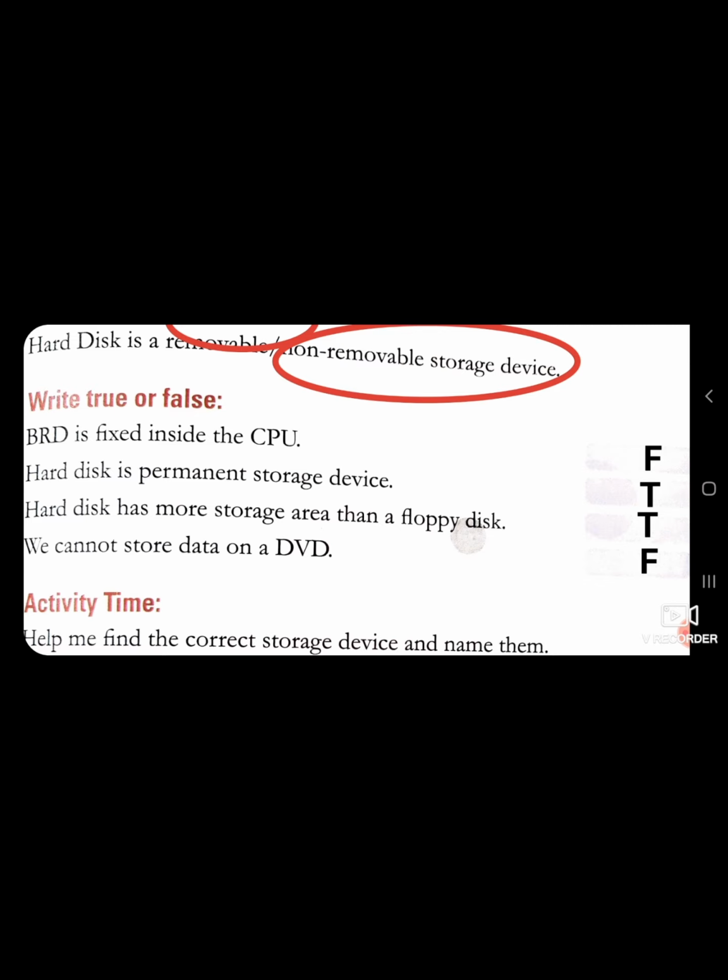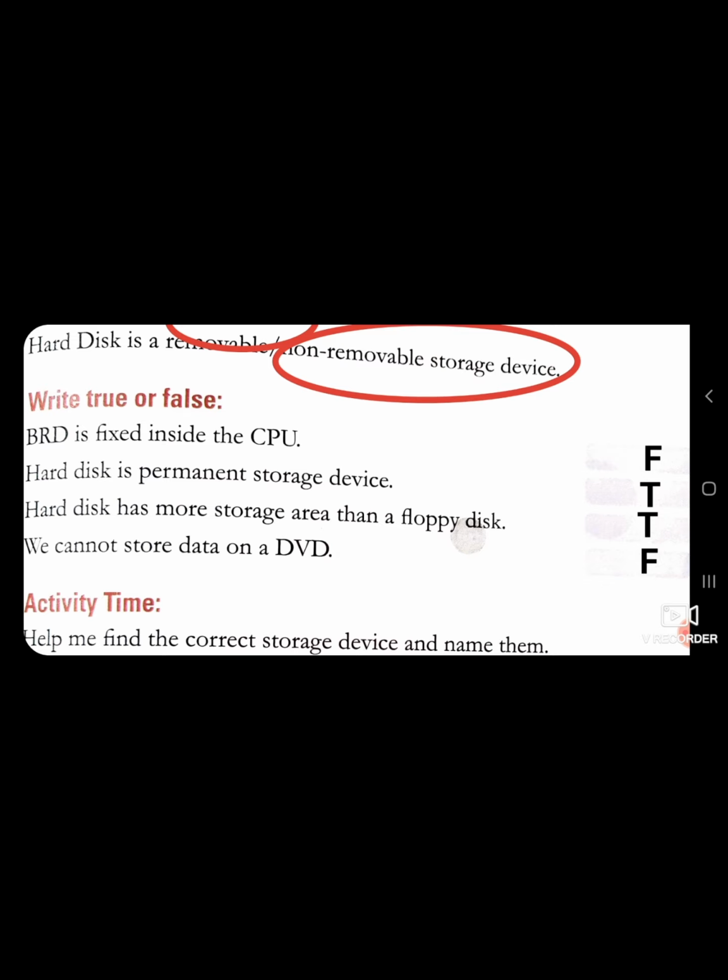Number 1, BRD is fixed inside the CPU. Is it true students? What is fixed inside the CPU? It is hard disk. Hard disk is fixed inside the CPU. So write down false because BRD is not fixed inside the CPU. So write down false. Number 2, hard disk is permanent storage device? Yes, hard disk is a permanent storage device. It is inserted in the CPU of computer.